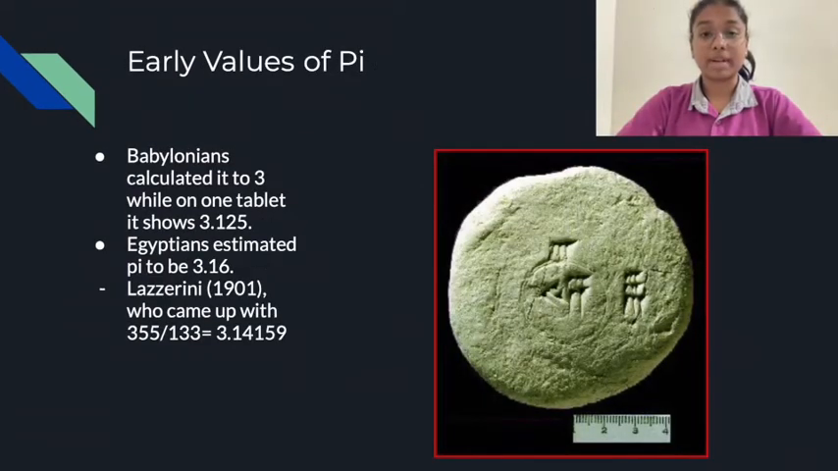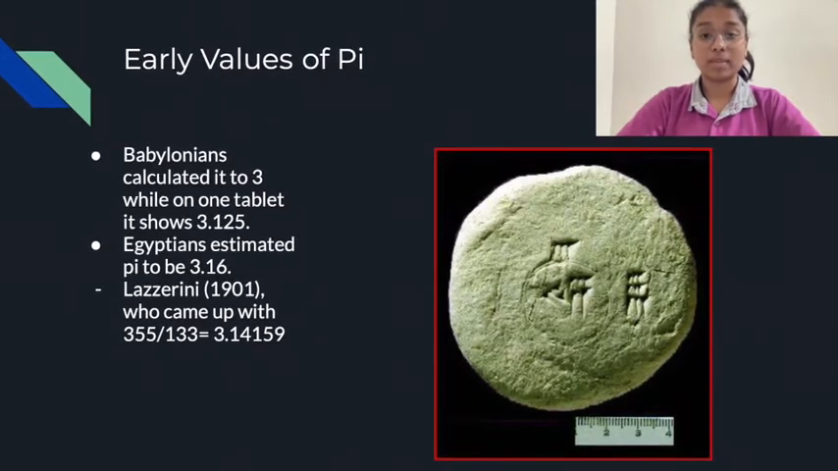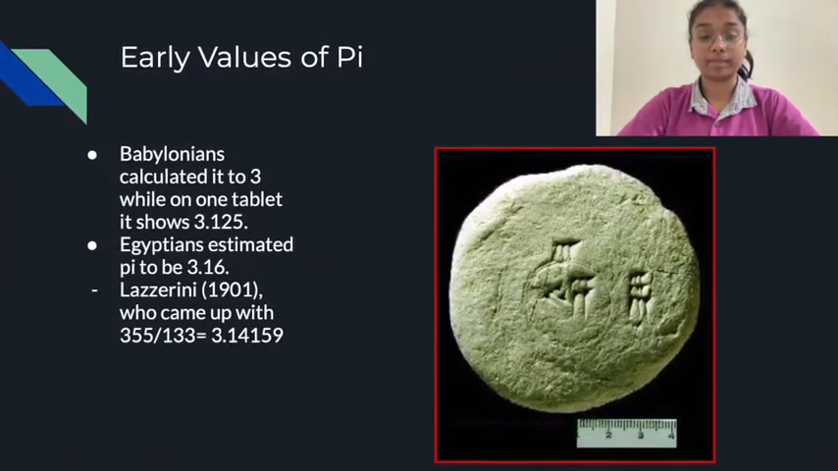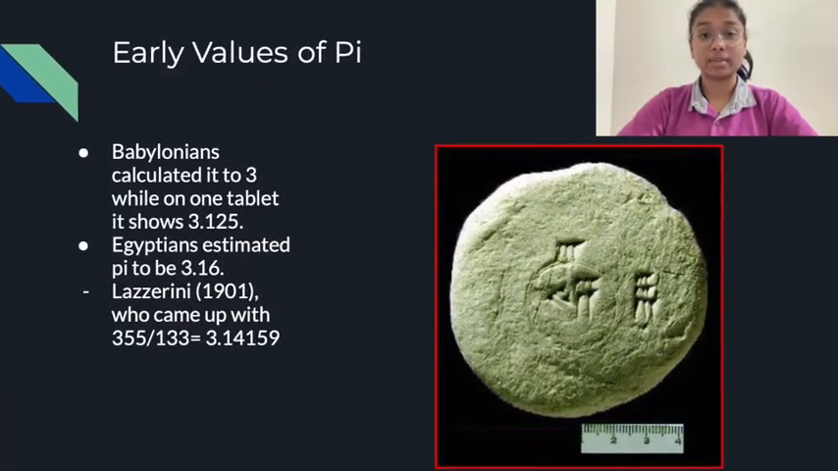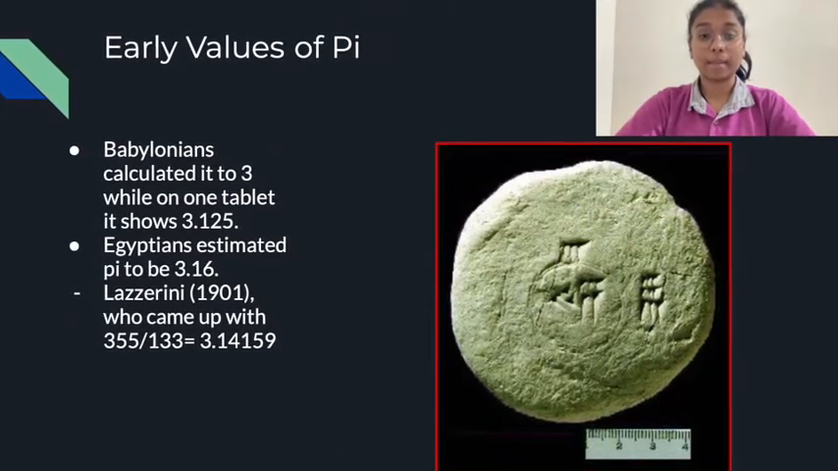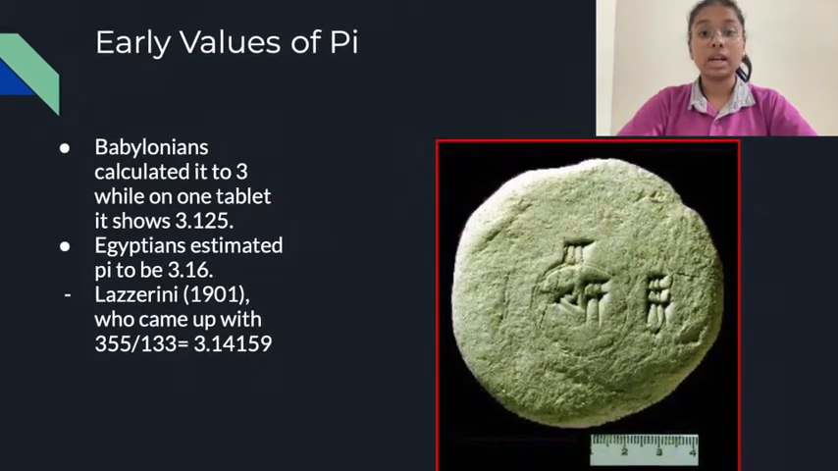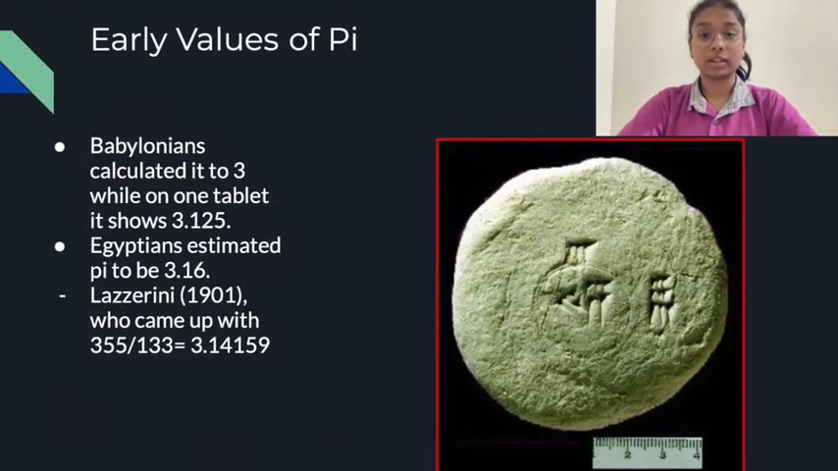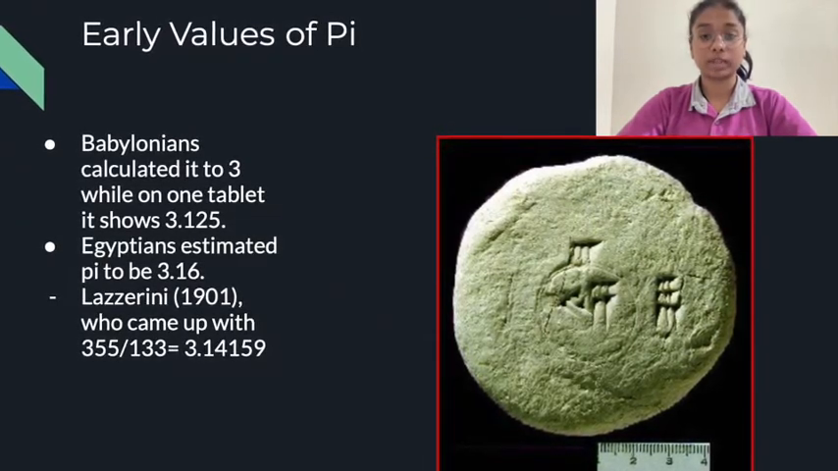Attempts were made by many mathematicians to find the value of pi. One was made by the Babylonians, who obtained 3. They calculated the area of a circle by taking 3 times the square of its radius. While on one Babylonian tablet the value of pi is shown as 3.125. Egyptians also attempted to calculate the value of pi and came up with the value 3.16.